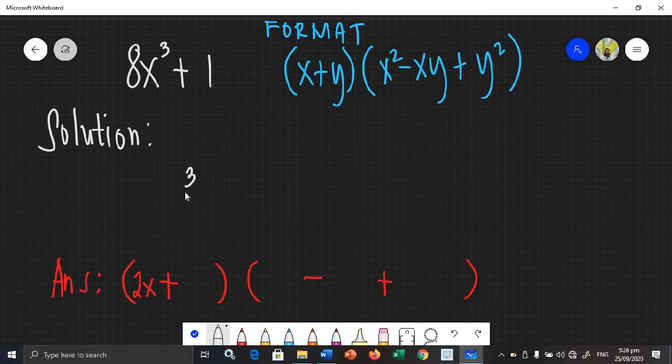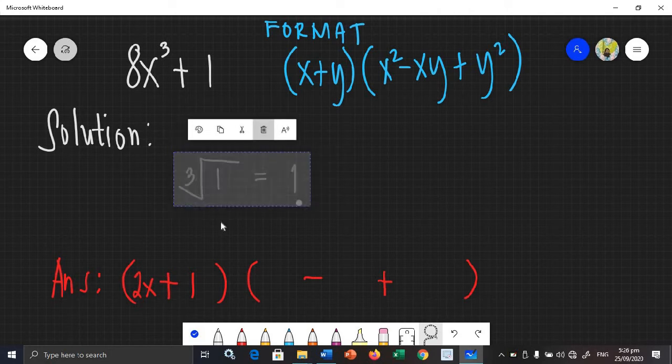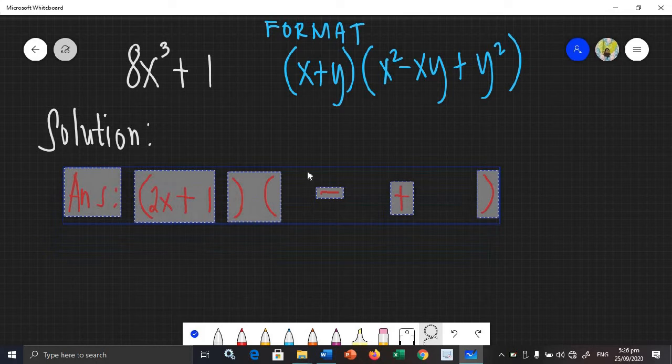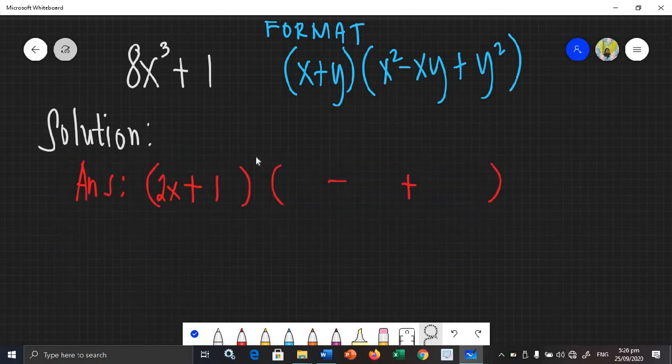So kukunin lang din natin yung cube root ng second term dito sa given. So, cube root ng 1, that is 1. Okay? So, 1. Now that we have all the terms in the binomial, we will use this binomial to find the terms in the trinomial. So, gagamitin natin to para makita yung terms dito sa trinomial natin. Kasi we will still be looking for how many terms? So, 1, 2, and 3.